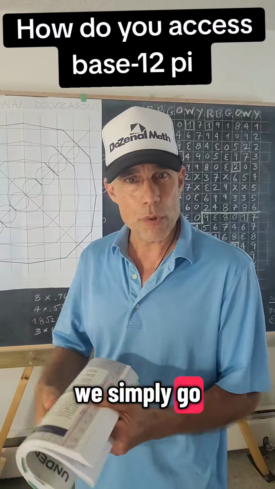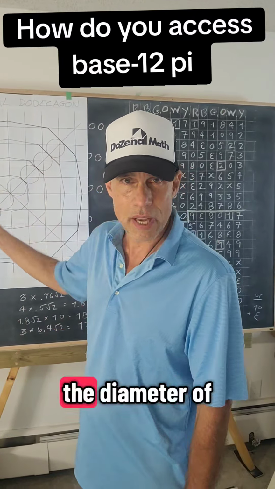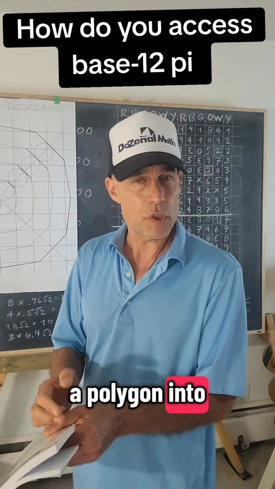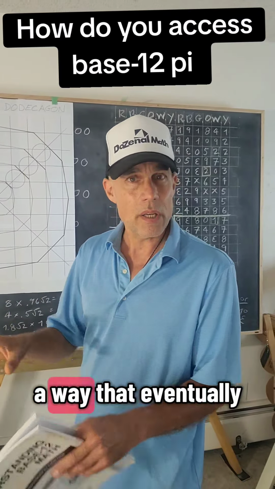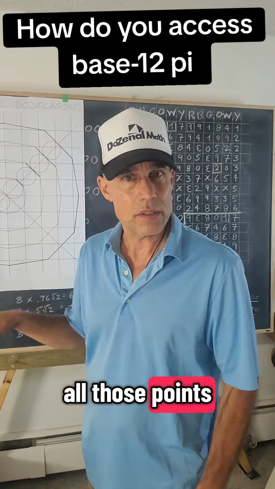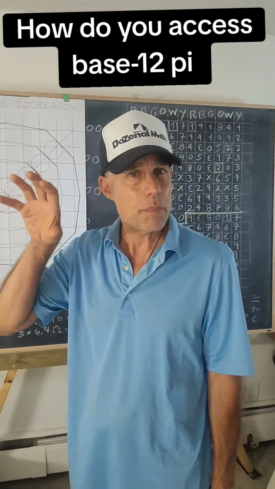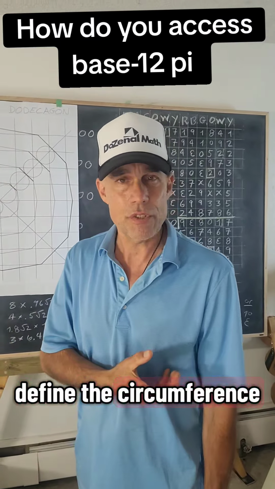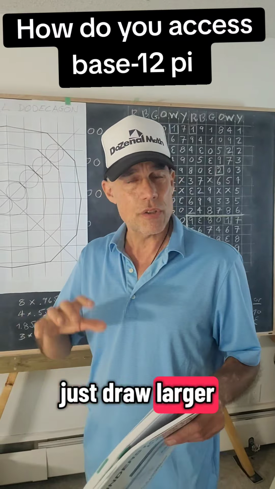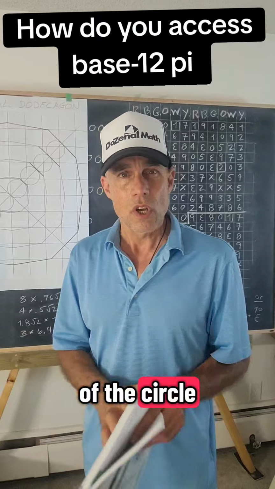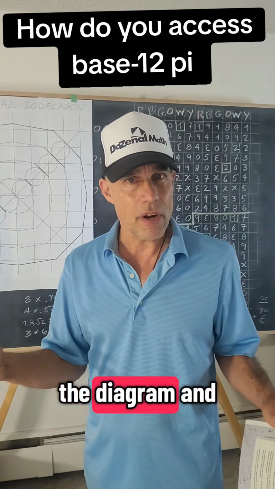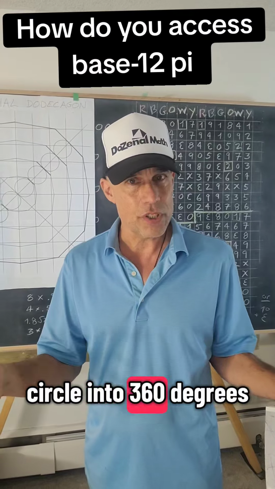And then we simply go through the process of dividing the diameter of a polygon into its perimeter, and in such a way that eventually all those points of the diameter on the perimeter of the polygon become points that define the circumference of the circle. And then we just draw larger and larger versions of the circle. We get to 30 rings of the diagram, and that divides the circle into 360 degrees.